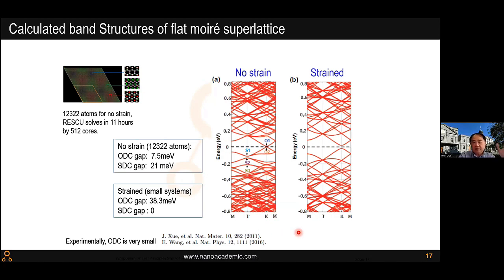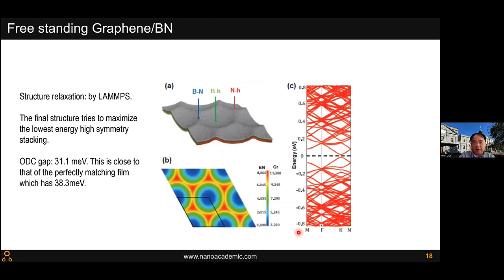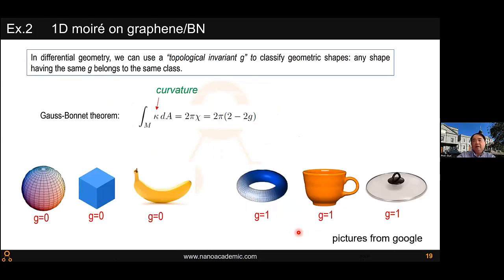Okay. So this is not the main thing I want to talk about. Actually, I want to talk about very interesting topological states which get induced by these Moiré patterns. People have heard of topological insulators, so let me very quickly go through this. In differential geometry, we can use a very simple number g to classify your shapes. Okay, this is a sphere, cube, a banana or something, and you can calculate the curvature of these shapes and integrate the curvature of the surface, and you get a number g.